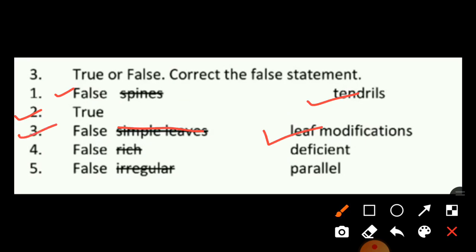Okay. Fourth, insectivorous plants grow in nutrient-rich soil. So cut rich and write deficient, and it is a false statement. Now fifth, an irregular network of veins is found in banana leaves. So cut irregular, write parallel. Students, if you cut banana and write peepal in place of banana, that is also okay.